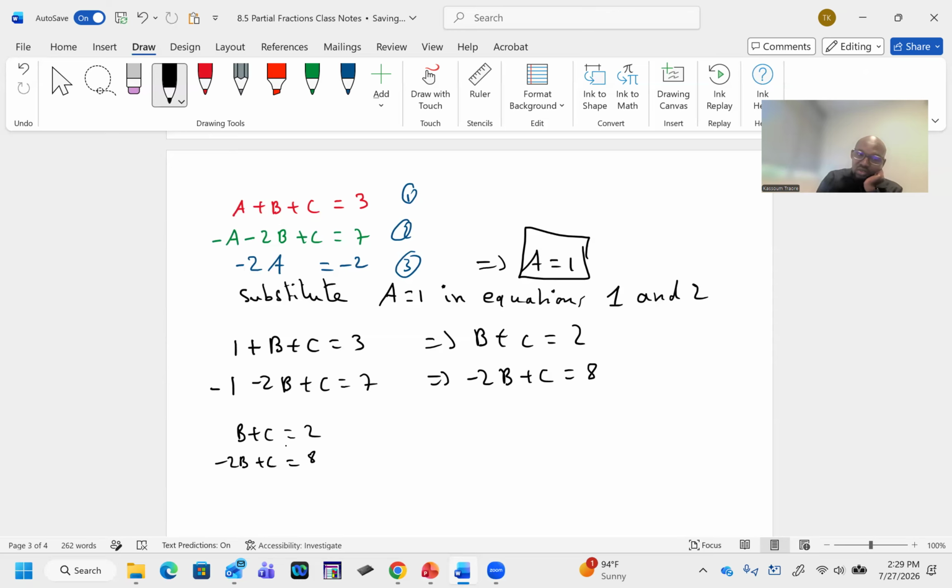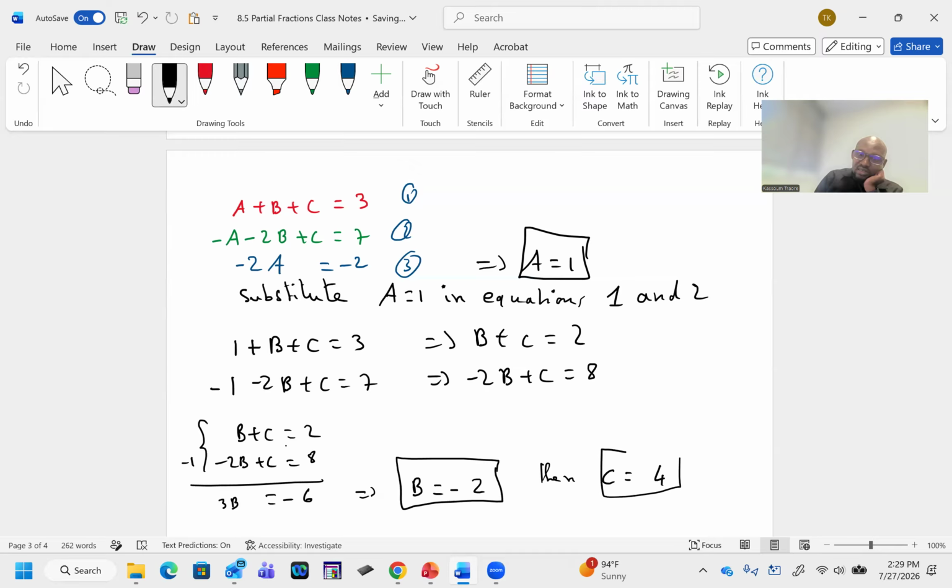So I can solve by multiplying this by negative 1. So we'll have 3b should be equal to negative 6, which means b will be equal to negative 2. And if b is negative 2, then c also will be what? C will be negative 4.